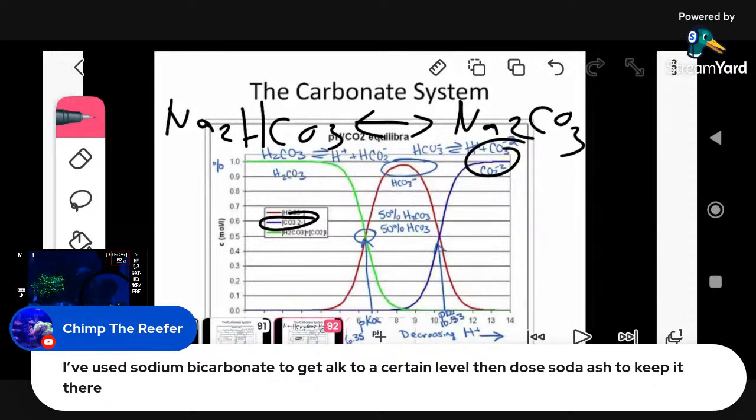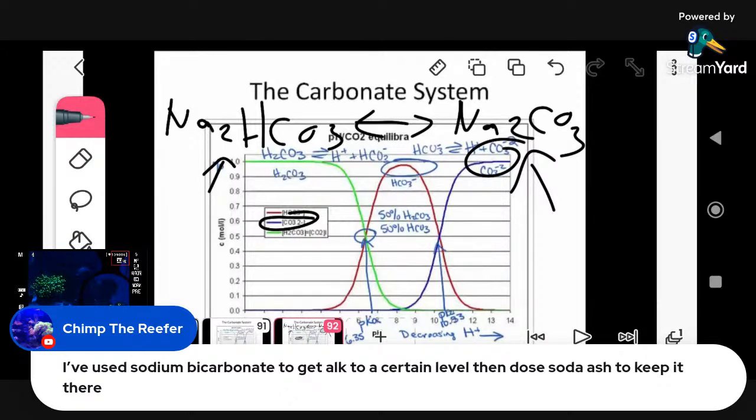Okay, so a buffer. This is what Chimp is dosing to his tank. He's adding sodium bicarbonate, which is this right here, baking soda, and then he's adding soda ash, which is sodium carbonate. So a buffer, you can rewind this live, in chemistry, if people ask you what's a buffer, it's an acid and its conjugate base, or a base and its conjugate acid.